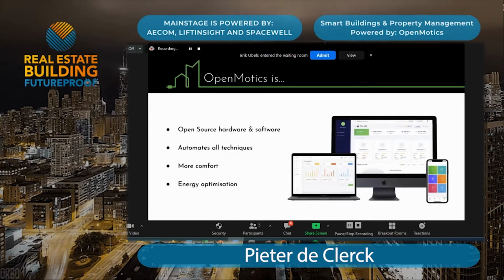Maybe first of all, a little word about what OpenMotics is. With OpenMotics, we've created a hard and software platform for building automation. We automate all kinds of techniques which are available in a building, ranging from outlets, lights, HVAC, solar panels, screens, etc. And we do this on a unit level, building level, and even a whole community level. Our main goal is to focus on creating optimal comfort at the lowest cost possible.